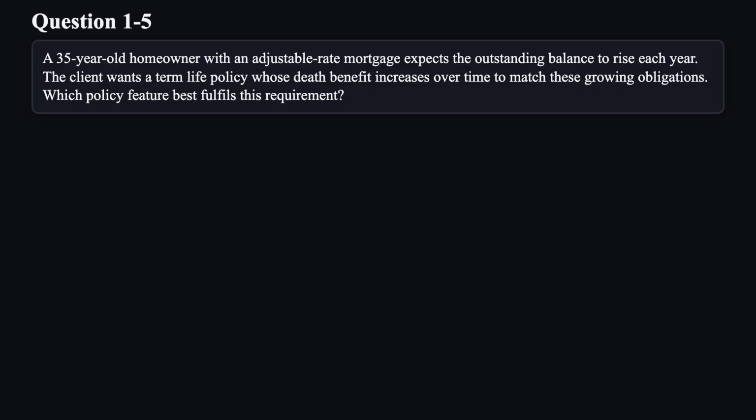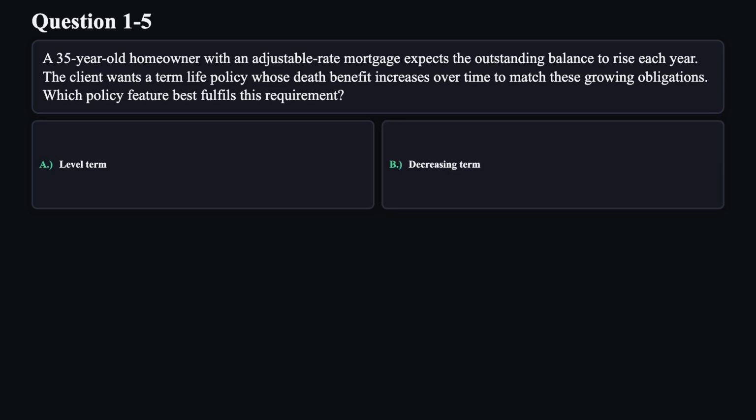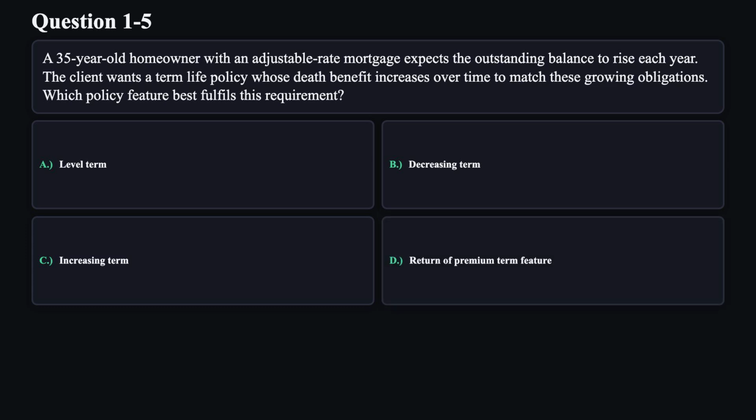Question 5. A 35-year-old homeowner with an adjustable rate mortgage expects the outstanding balance to rise each year. The client wants a term life policy whose death benefit increases over time to match these growing obligations. Which policy feature best fulfills this requirement? A. Level term. B. Decreasing term. C. Increasing term. D. Return of premium term feature.